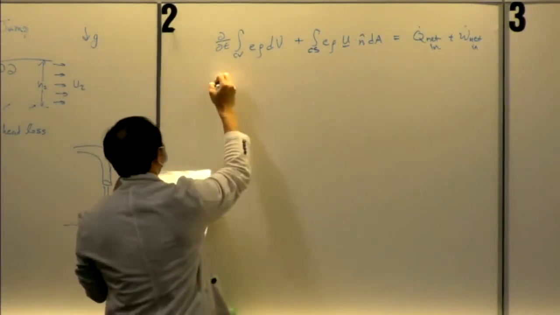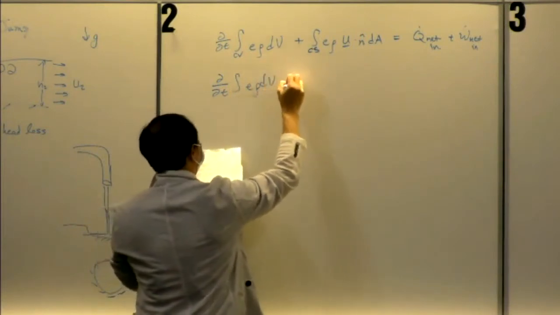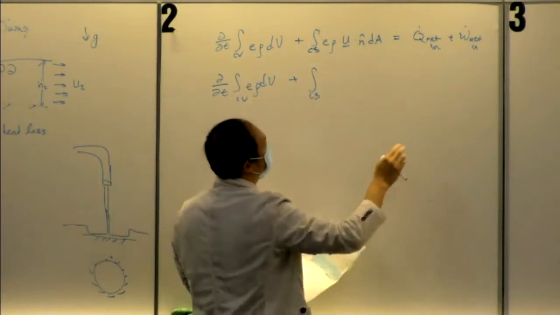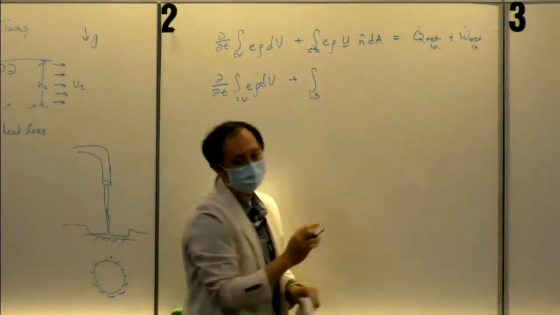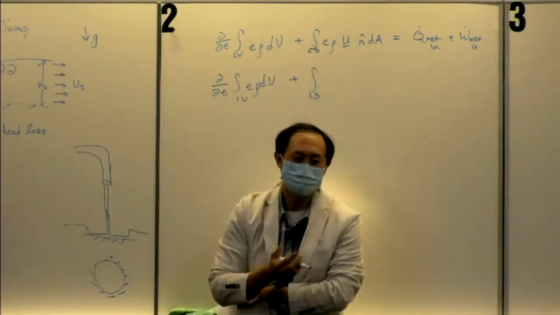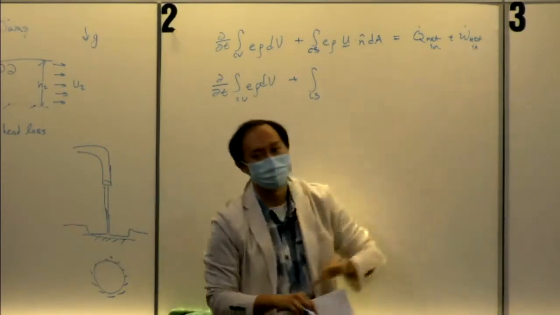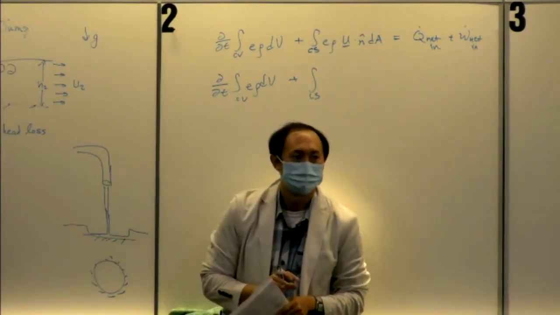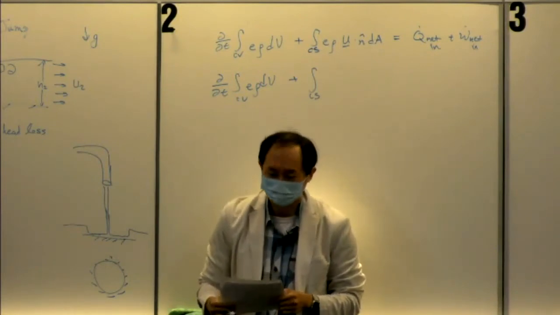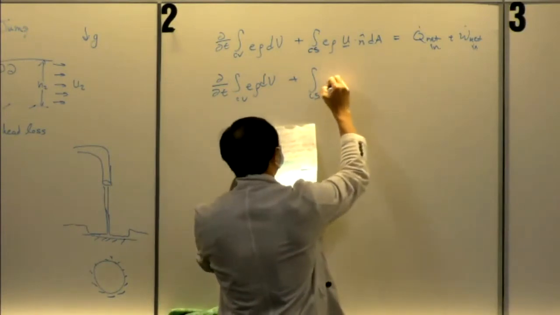The second version looks a little different. What we did last time was we separated W dot net into two parts. Does anyone remember what the two different types of work are that you can have? Shaft work, yep. And what about the other one? Yeah, basically pressure work. And so we separate those like so.